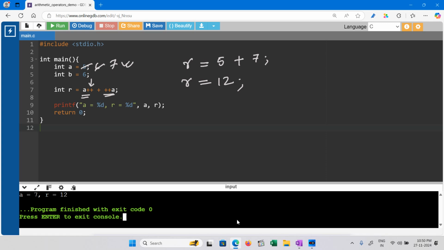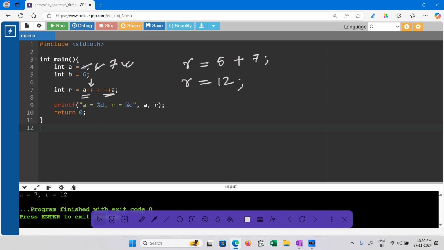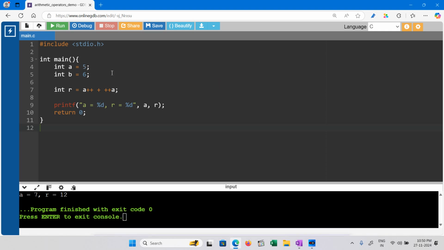Just to refresh this page. Yeah. Now suppose if I do ++a and a++. Okay, so if we follow the precedence table that we have just discussed, will it be considered the same way or different way?